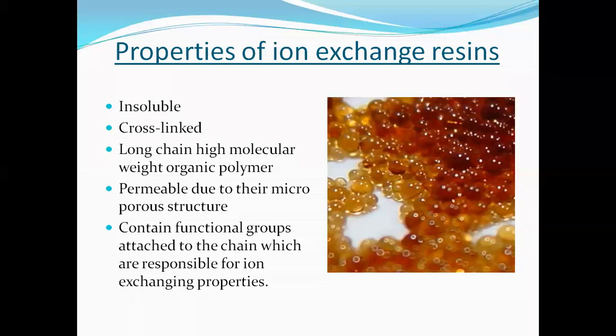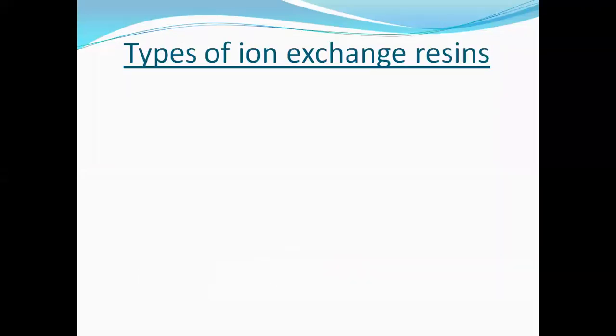Okay, so now we will see what the types of ion exchange resins are. As we said, they contain functional groups. So now, based on the functional groups, we are going to divide these ion exchange resins. We just said they have functional groups present, and you have given me so many examples of functional groups.